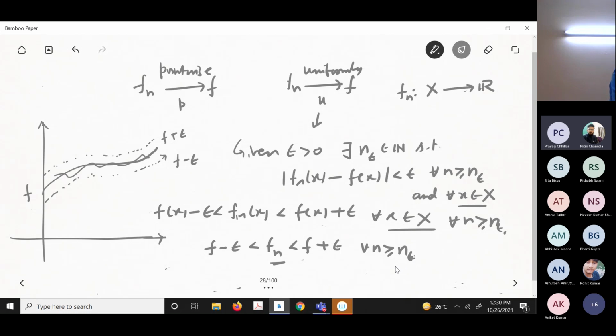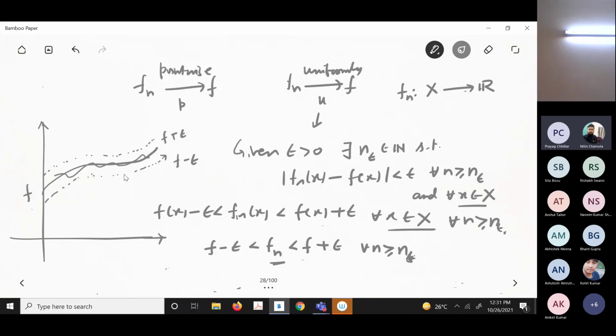If you never get such an n for a given epsilon, whichever n you choose, you see at least one of them is going out. That means it is not uniform convergence. So uniform convergence, geometrically, the idea is that after a while the graphs are all lying inside this band. That is the picture I have given on page 185.